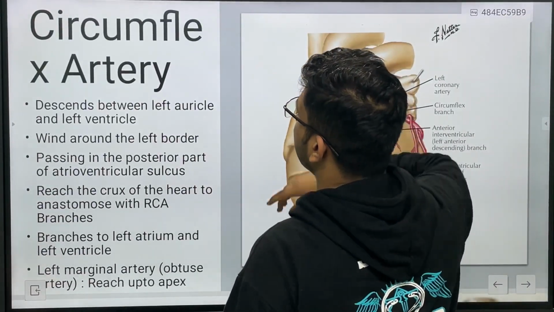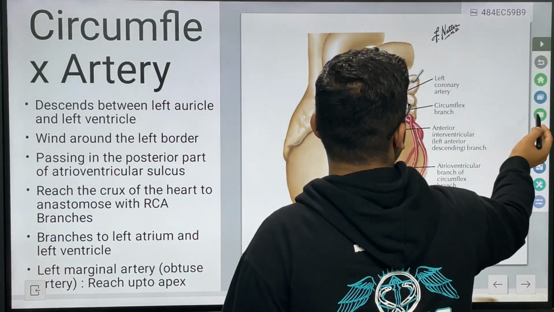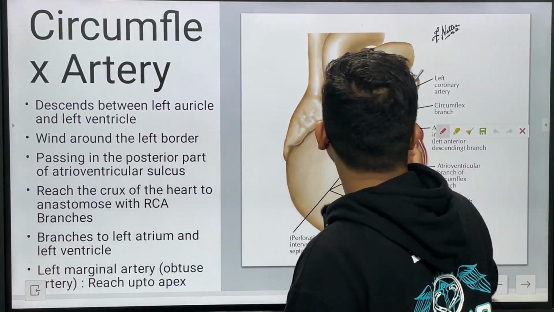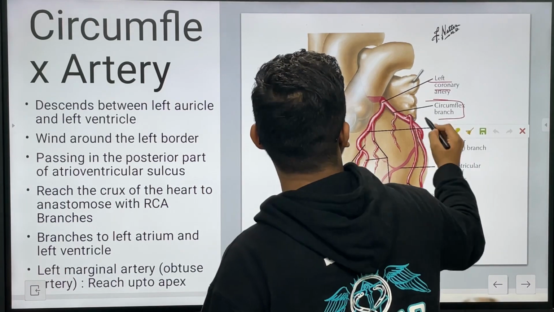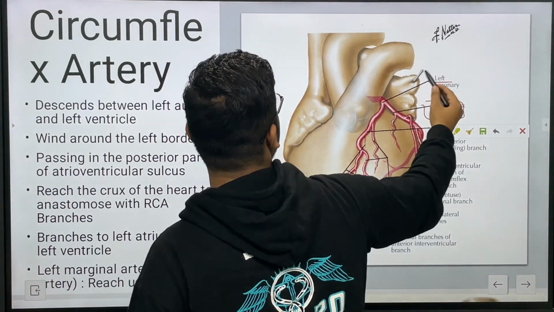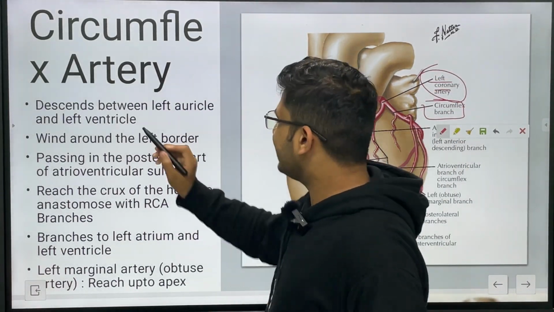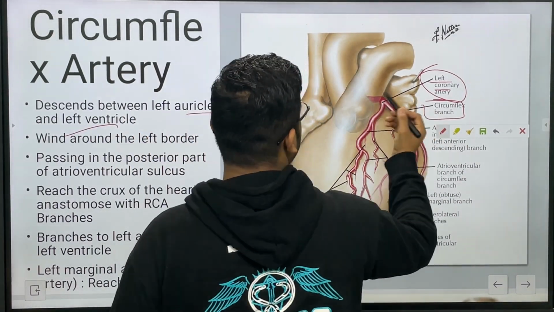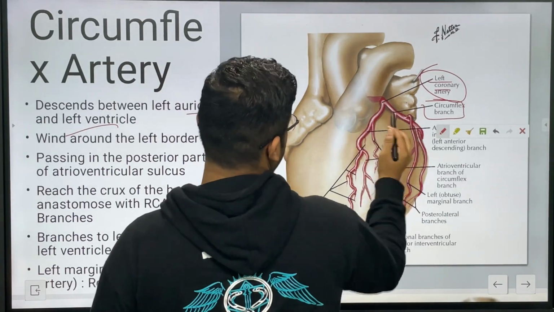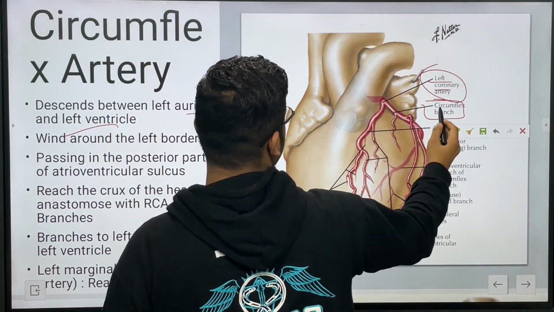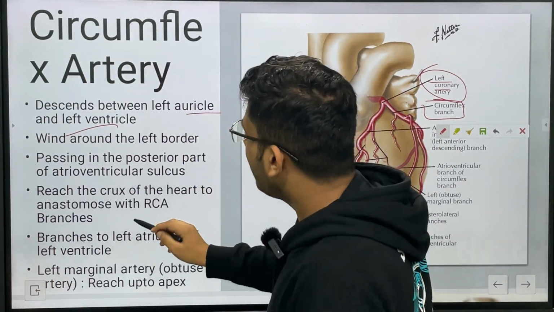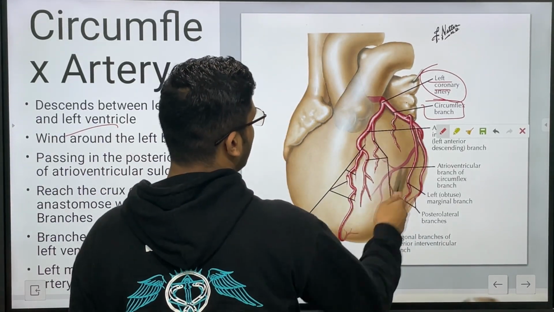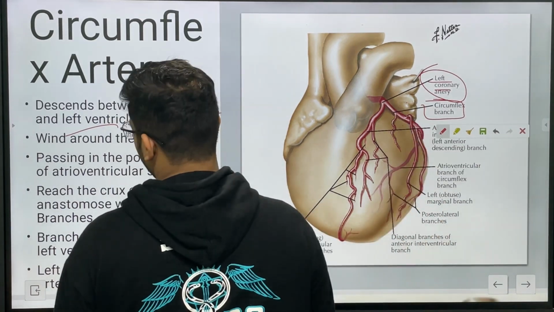The next slide is the circumflex artery. Okay, the circumflex artery is also a terminal branch of your left coronary artery. This is the circumflex branch, which is taking origin from your left coronary artery. It is descending between the left auricle and left ventricle. This is your left auricle and this is your left ventricle. It winds around the left border. It is taking a turn, winding around the left border. This will be your left border.